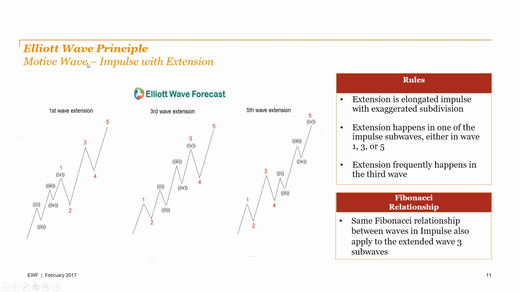This is another motive wave. As I said, you only have motive waves and corrective waves. A motive wave is always 5 waves, very simple. But there is a variation of 5 waves. This is called impulse with extension, which is pretty simple.